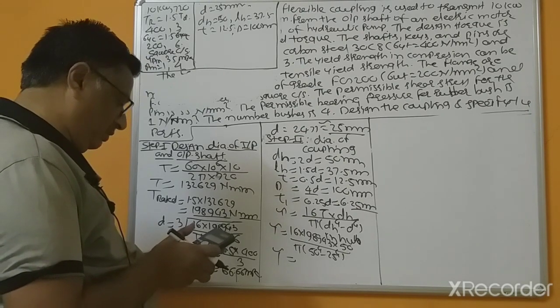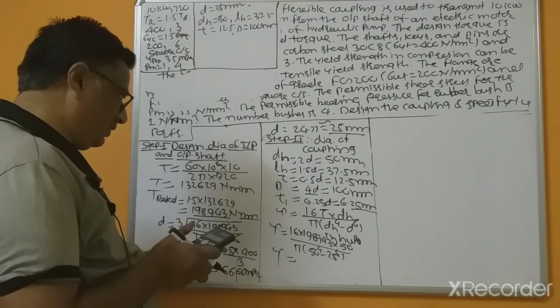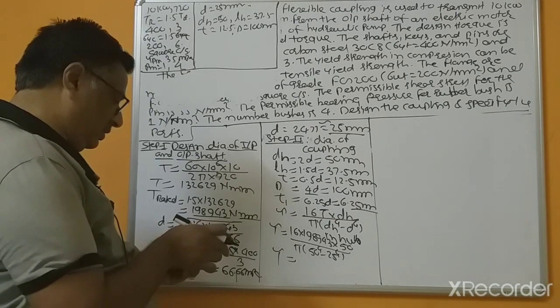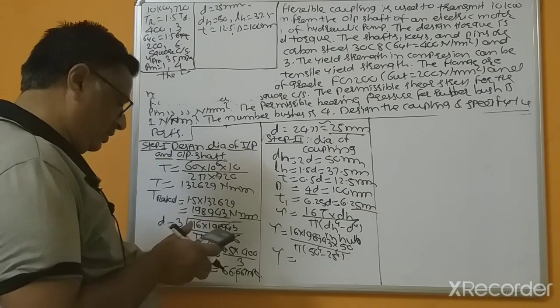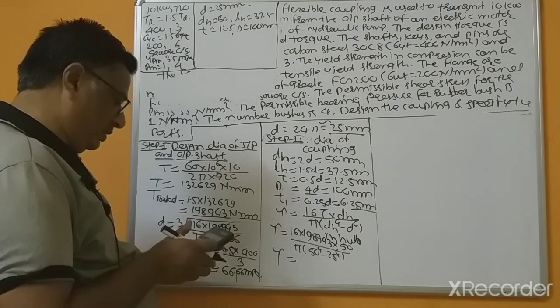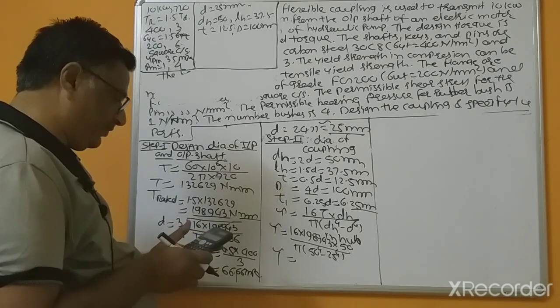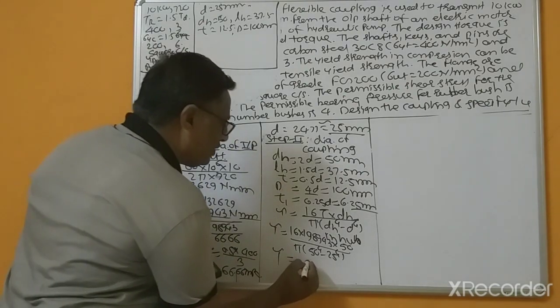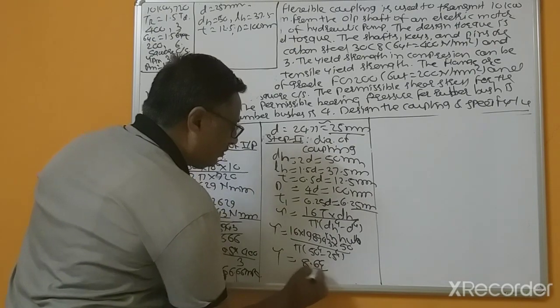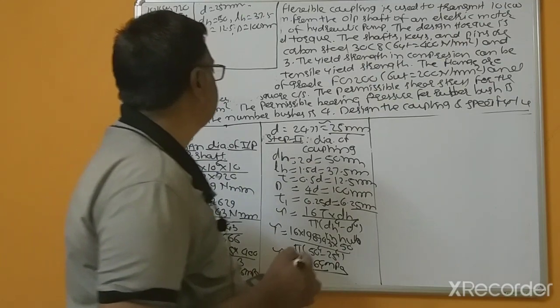198,943 multiplied by 50 multiplied by 16 divided by pi divided by 50 minus 25 bracket close. This is 8.64 megapascal. Write its unit, and this unit is also important.